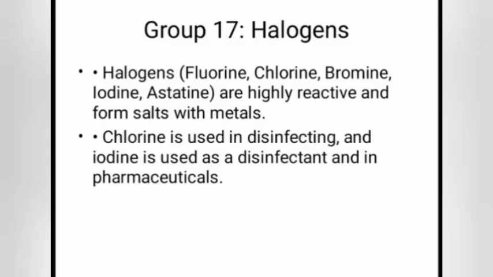They are usually diatomic. This is another property of these halogens. You can see Br2, I2, astatine 2, and F2. So these guys are typically diatomic in most cases.